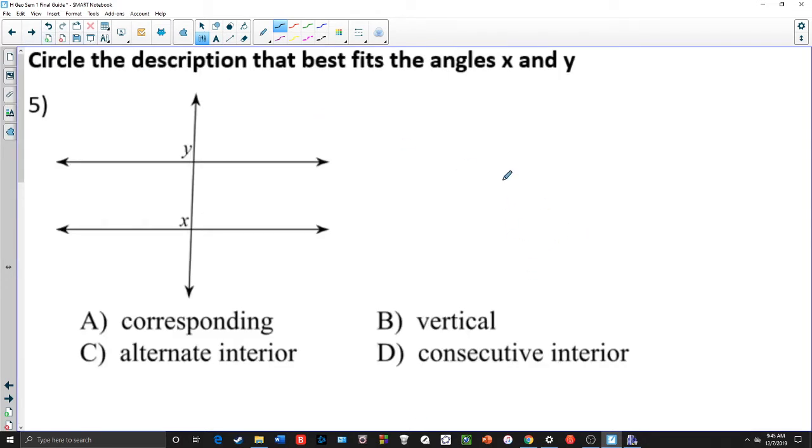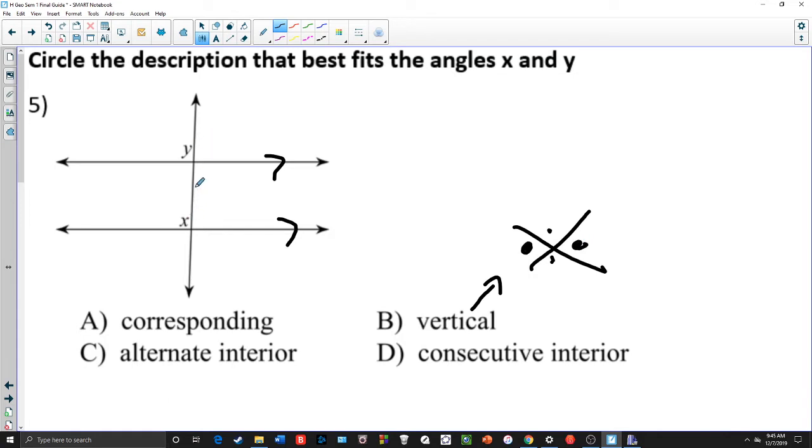These are just kind of definition-y questions. So you're going to assume that these two lines here are parallel. You always assume that these two are parallel, otherwise none of these would work. And you want to figure out what kind of angles they are. First off, vertical angles we know form that X shape, right? So these two would be vertical, and these two would be vertical.